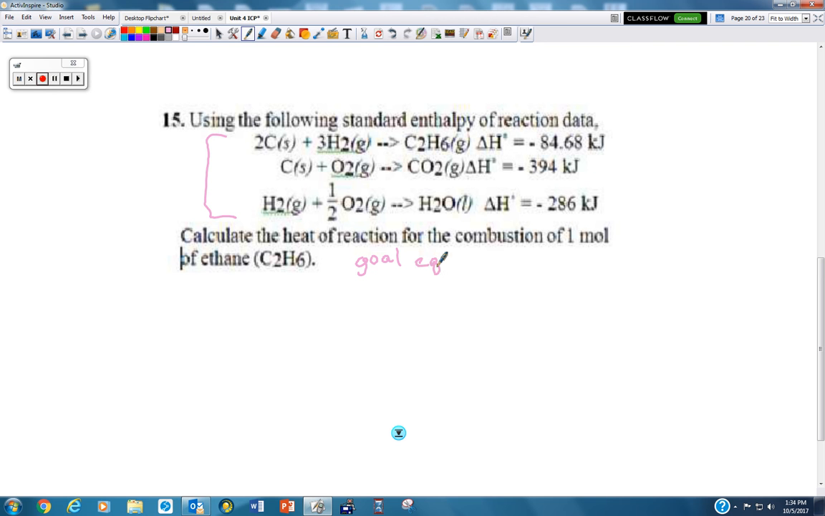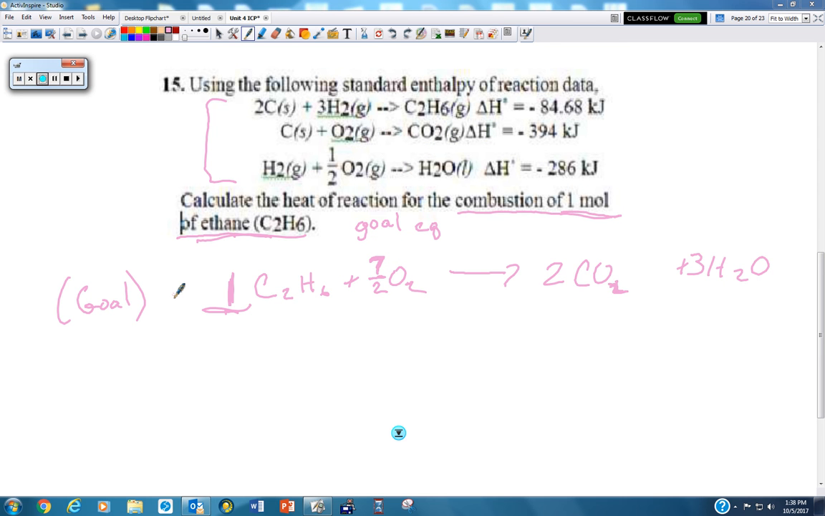It's what we're trying to get to with these steps. Now that we have our goal equation, we can start looking back at each one of the steps. What is the one piece of information that we need out of this first equation to get to our goal? We get ethane there. Ethane's on the product side in this one, but it's on the reactant side in our goal. So what do we have to do to this equation? We have to flip it.